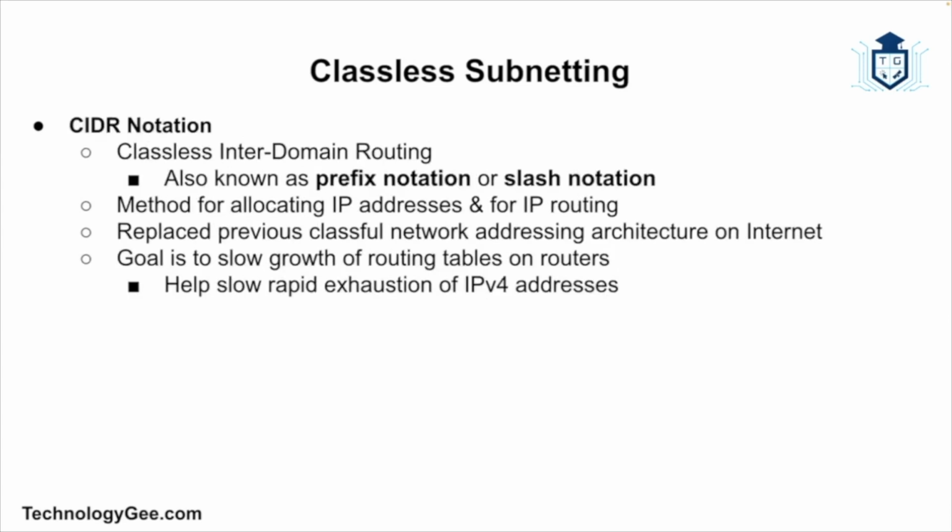All right, so the first thing we have to talk about is this concept called CIDR notation. CIDR stands for classless interdomain routing. CIDR is also known as prefix notation or slash notation, and this is a method for allocating IP addresses and for IP routing. CIDR notation was introduced in 1993 to replace the previous classful network addressing architecture on the internet, and its goal was to slow the growth of routing tables on routers across the network and to help slow the rapid exhaustion of IP version 4 addresses.